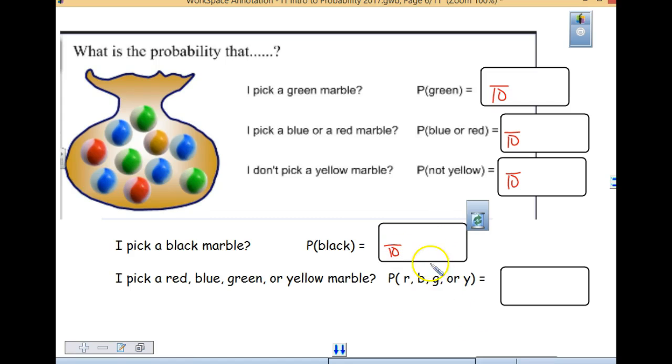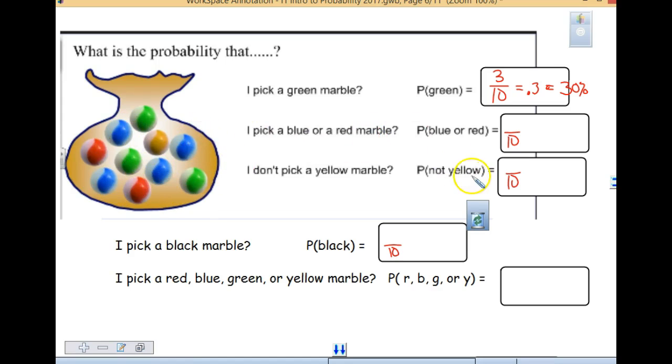No yellow ones. If we are looking up here, no yellow ones. The orange one is yellow. If I'm looking at green ones, I have 3 out of 10, 0.3, 30%.